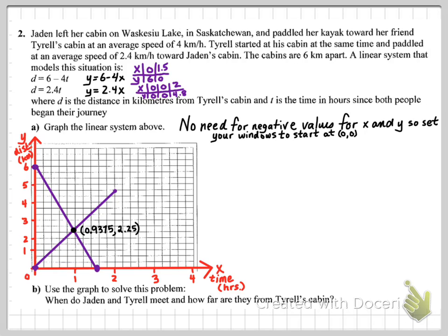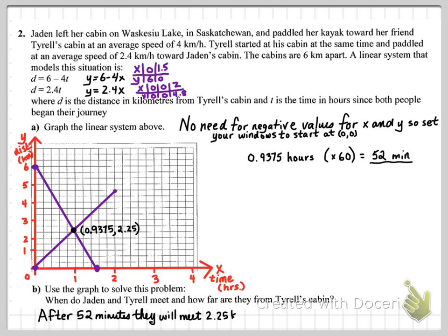So what does that mean? Well, the x value is time, which will be 0.9375 hours. And 0.9375 hours times 60 minutes in an hour will give me about 56 minutes. And after that time, you can tell that we're 2.25 kilometers away from the cabin. That's our solution.